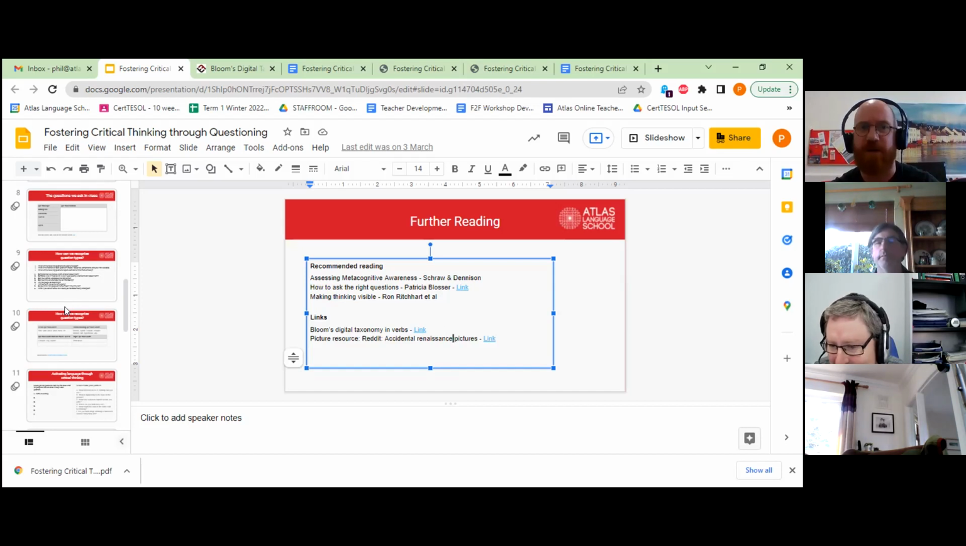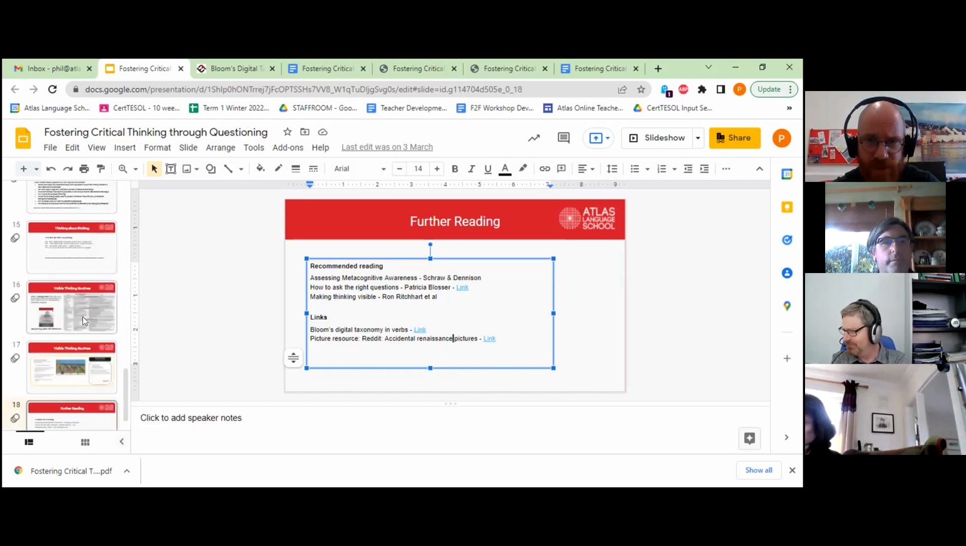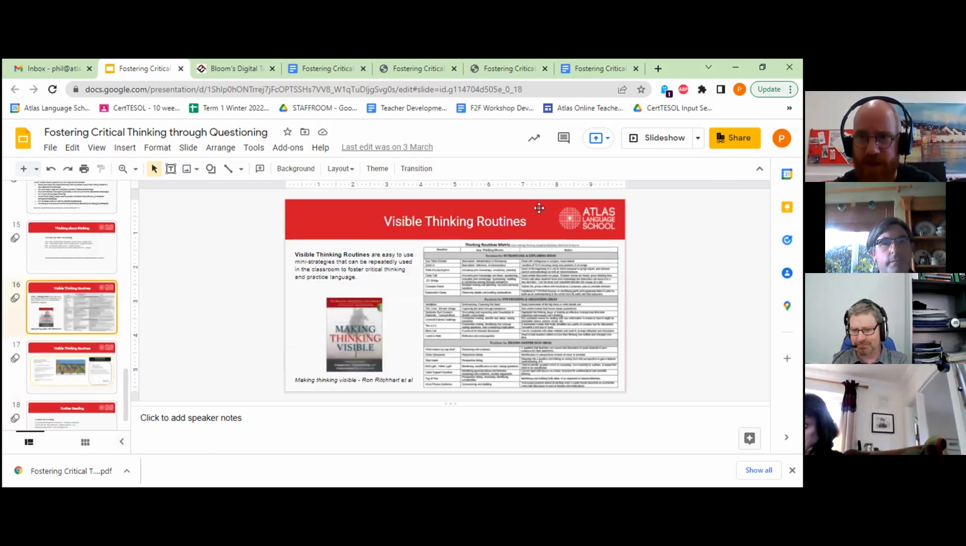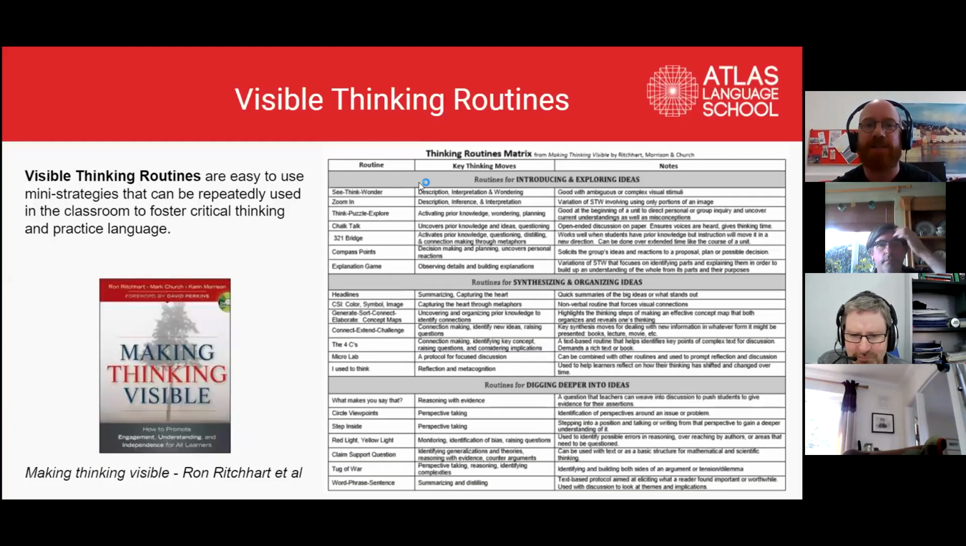Yeah, and just to not be afraid of these words like critical thinking. We don't even have to use the words critical thinking. We can just ask the questions, and those visible thinking routines, which I'll show you quickly on this slide. So this book, Making Thinking Visible, I found on Scribd, if anyone has used Scribd. You have these routines: see, think, wonder; zoom in; think, puzzle, explore. And this is what the thinking moves are: describe, interpret, wonder, and what they're good for.